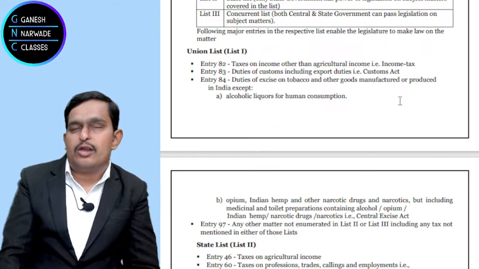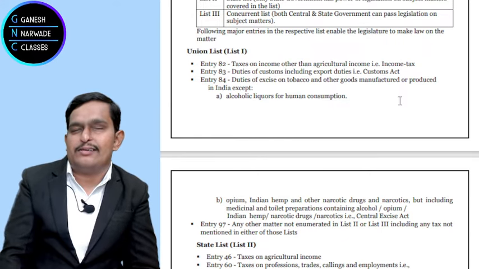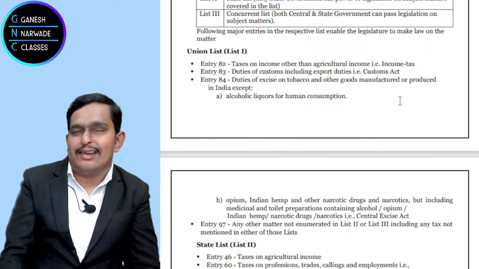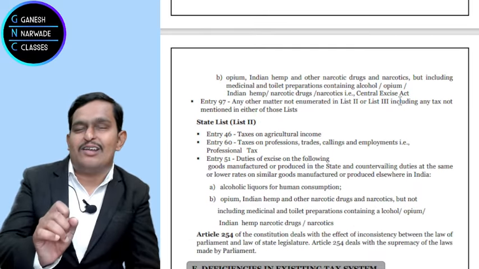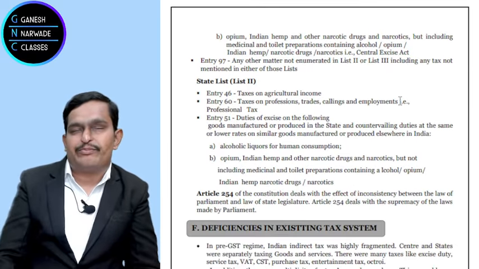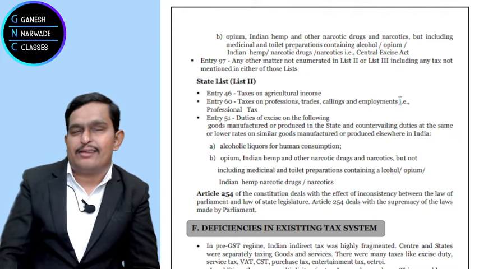But then, sir, who can levy the tax on agricultural income? See state list, list 2, entry 46. Here they clearly say state government has the power to levy tax on agricultural income. So on the agricultural income, state governments collect the tax.